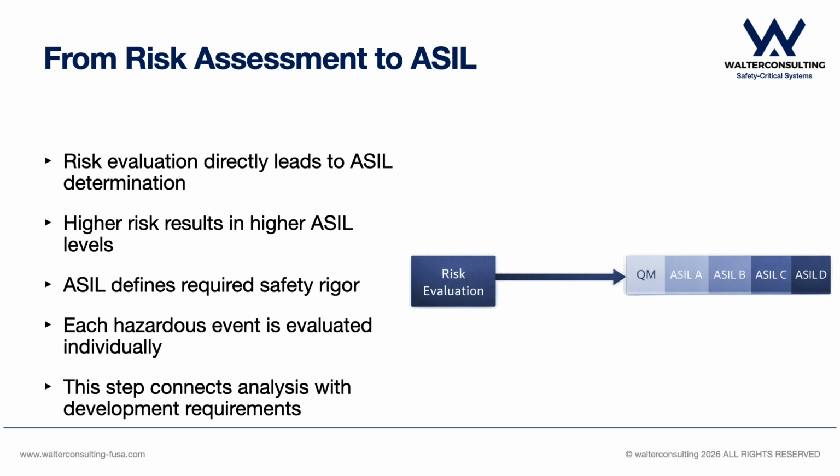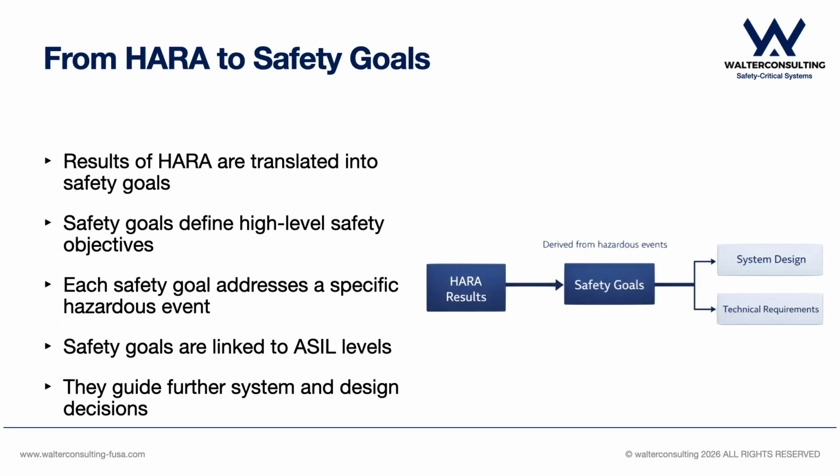So once we have determined the ASIL, what happens next? Once HARA has been completed, the next step is to define safety goals. Safety goals are high-level safety objectives that address the identified risks. Each safety goal is derived from a specific hazardous event, and it is assigned an ASIL level based on the risk evaluation. In simple terms, safety goals describe what the system must achieve to remain safe.